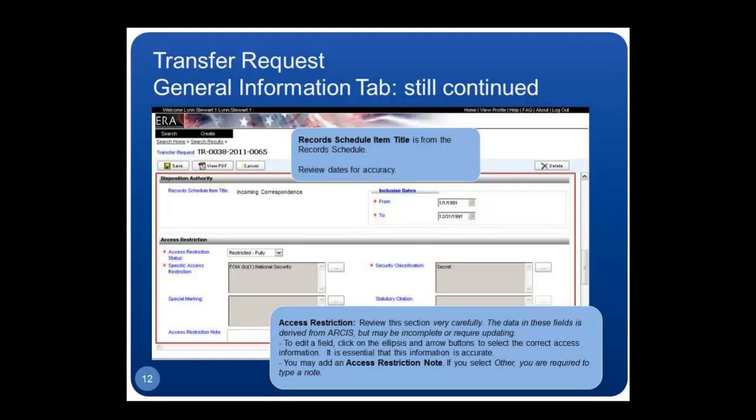Inclusive dates, something that we would like you to pay attention to. It gives us the beginning date of the records as well as the end date. We're not looking for the bulk information here. We're looking for the earliest and latest. That's why it says inclusive. This is information we derive from the Standard Forms 135 that you provided to the Federal Record Centers at the time you transfer the information. So this is what's in ARCIS, and that's what we have put into ERA for you. If you feel that that needs correcting, you may correct it here, but you also need to let the FRCs know.